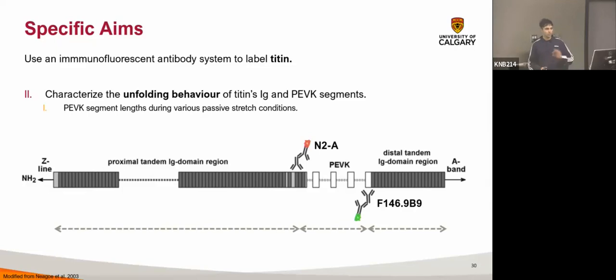A presentation done about 3 weeks ago by Chris Sekhon looked at the proximal tandem IG domains, how they unfolded, and the rates of that. So I'm not going to talk too much about that, but I will talk about the PEVK region and what we measured for its unfolding.